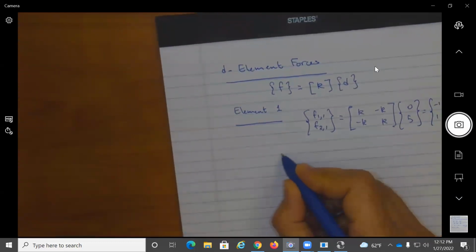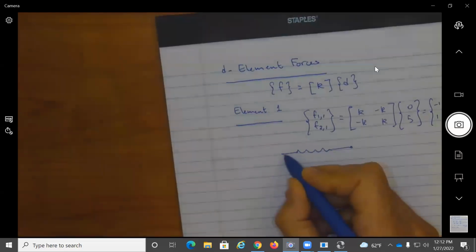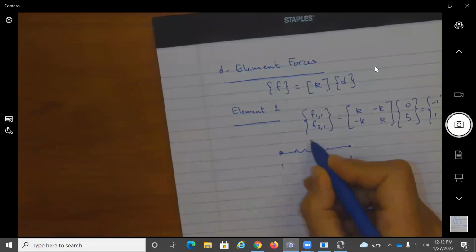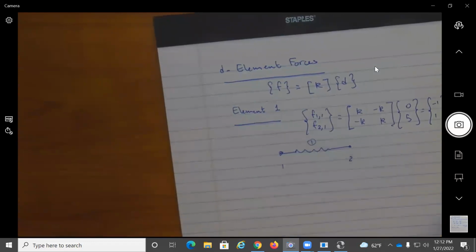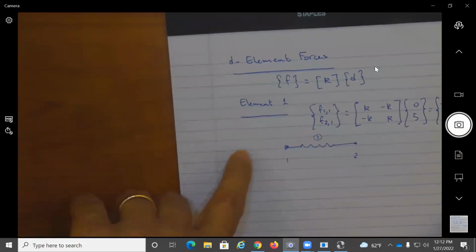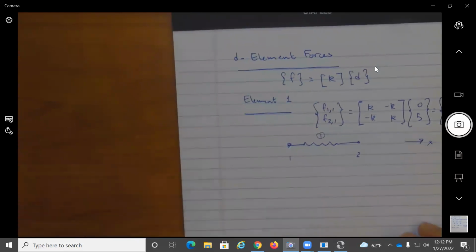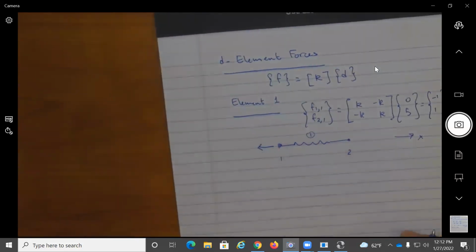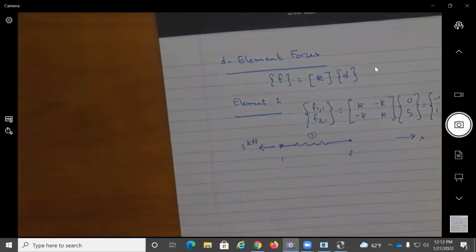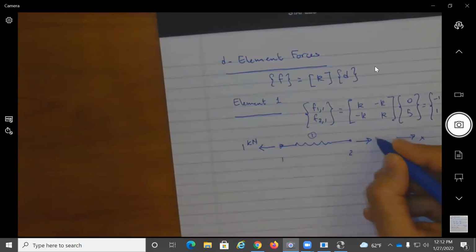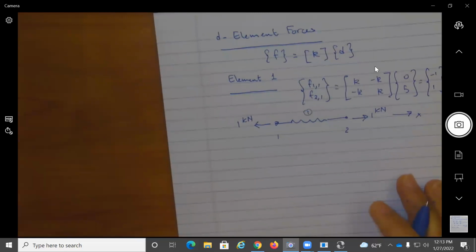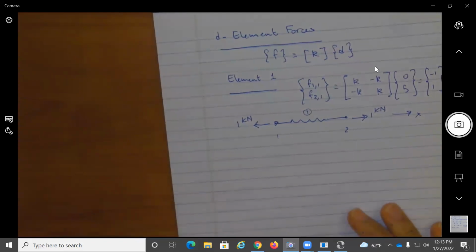What does that mean? If I look at this very first element, it extends between 1 and 2, this is element 1. At node 1, if this is the x direction, I have a force applied here in the negative direction of 1 kilonewton, and I have a force applied here of 1 kilonewton. So the element is in tension, and the internal forces are 1 kilonewton. Is that what we expect? What do you expect for all the other springs? Same, right? Okay, let's see if the numbers are going to work out.